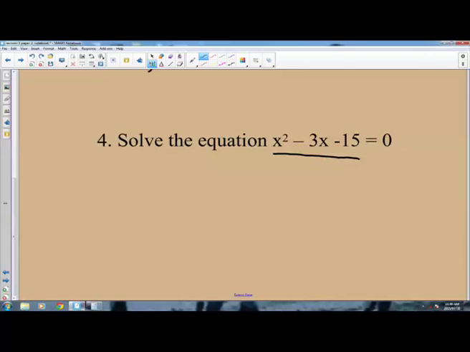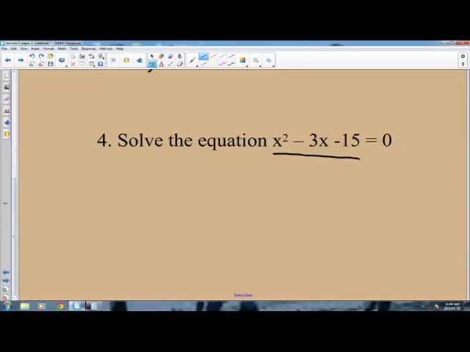And then how do we factor it? We look for the factors of negative 15 such that when we multiply them, they will give you negative 15, but when we add them, they will give you minus 3. When we check the factors of negative 15, it's minus 5 and 3, and then 3 and minus 5. So there is no factor which will give us negative 3 here. The next step is to go to the quadratic formula.